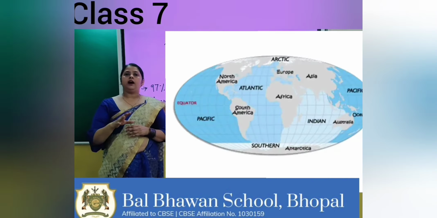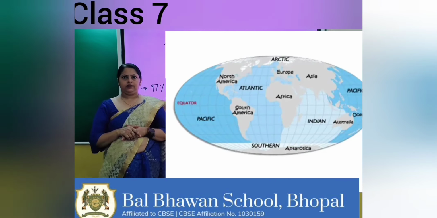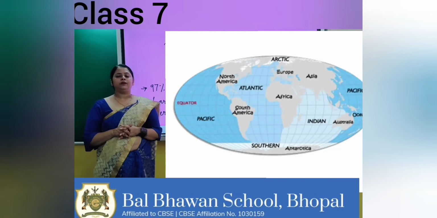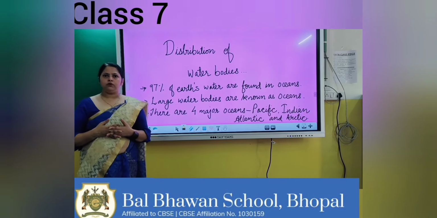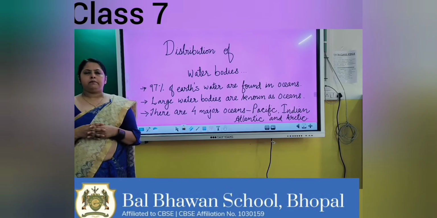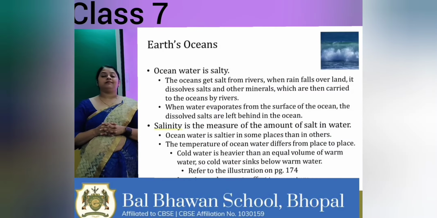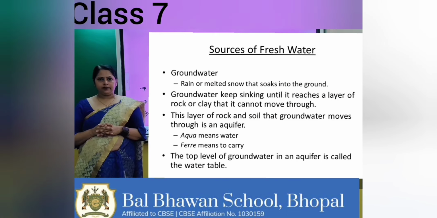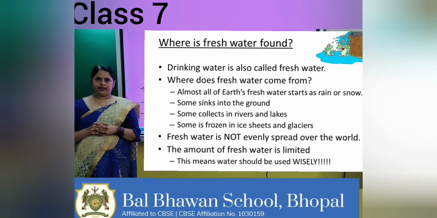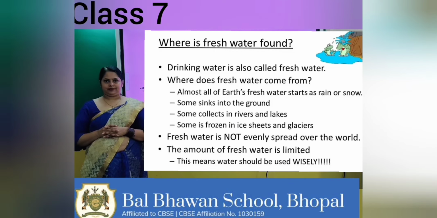There is another large water body surrounding the continent of Antarctica. This is known as Southern Ocean. Children, there is a large amount of water found in the ocean, but still it is unfit for drinking as it is salty. The sources of fresh water on earth are rivers, lakes, glaciers, waterfalls, etc.